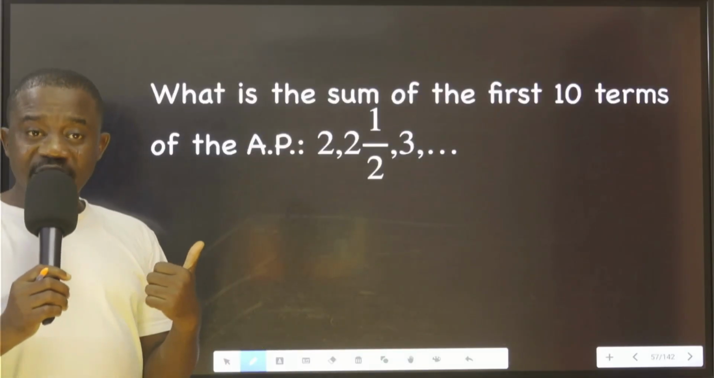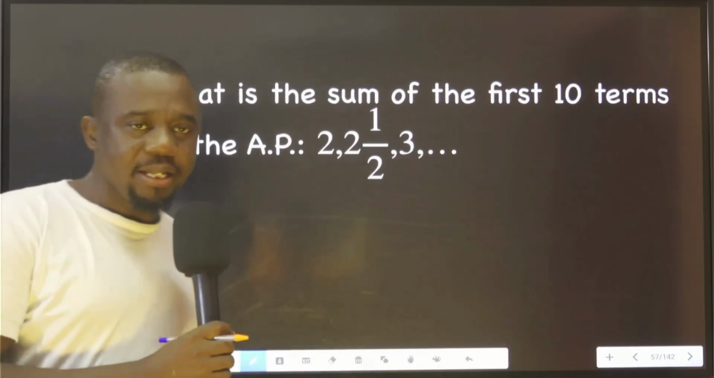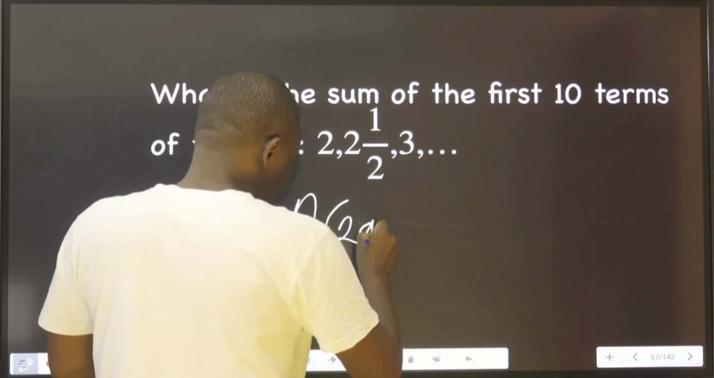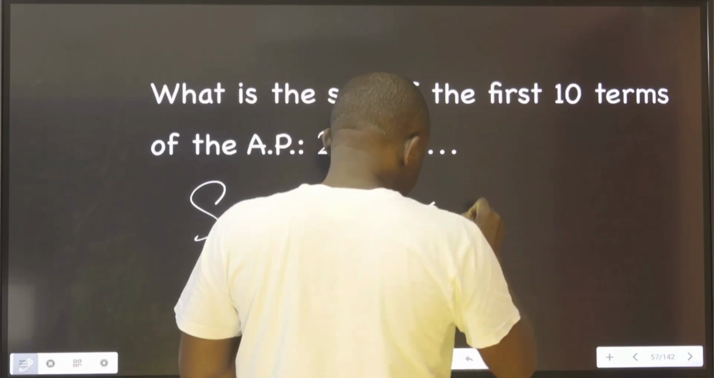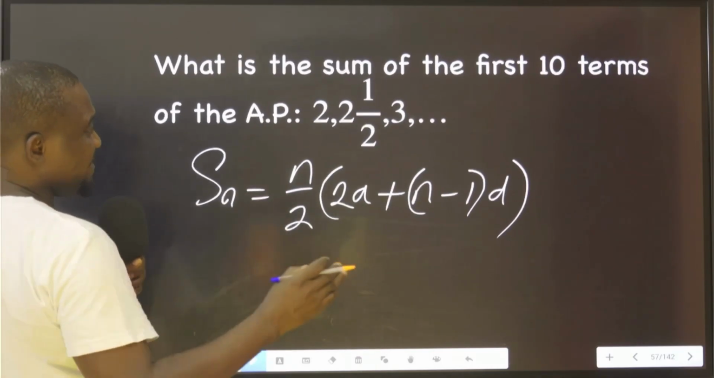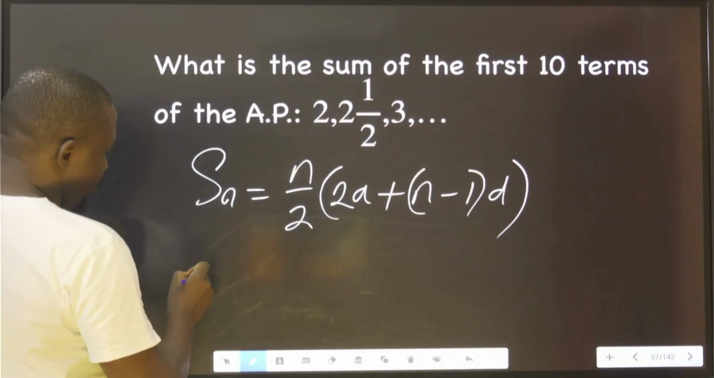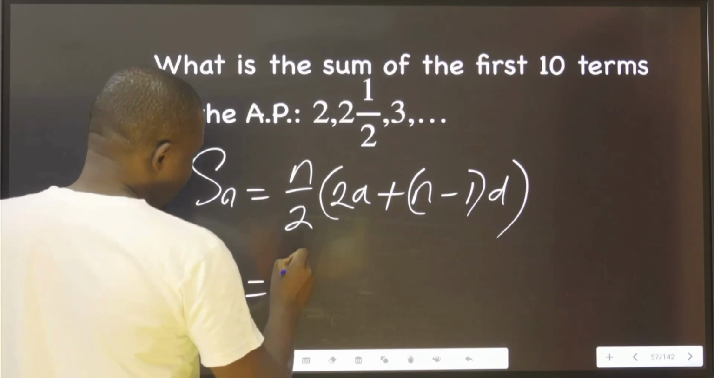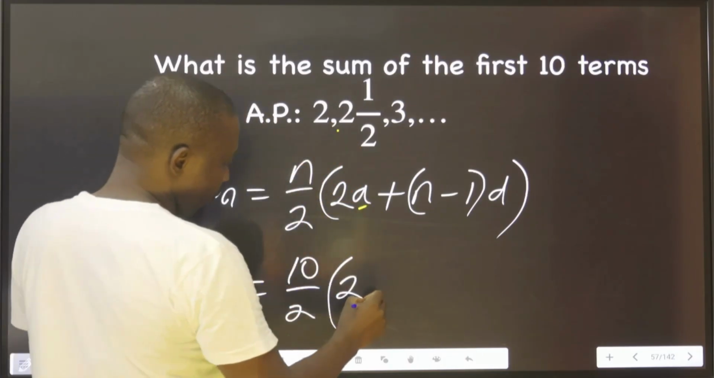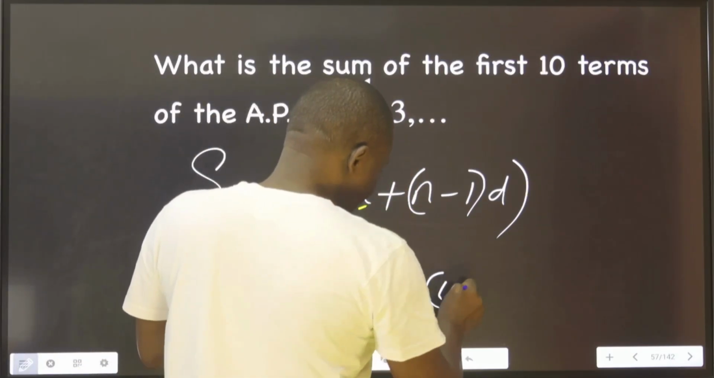Thank you for viewing. Look at this question. It says, what is the sum of the first 10 terms of the AP? This. So, you agree with me, we have this. Okay? That is the formula. We are asked to find the first 10 terms, the summation of the first 10 terms. So it means if I put 10 here now, 10 over 2, the first term is 2 for a, multiply by 2, n is still 10 minus 1.